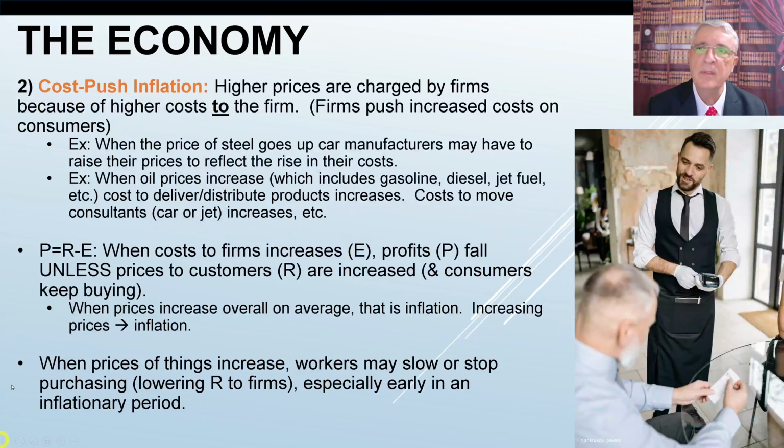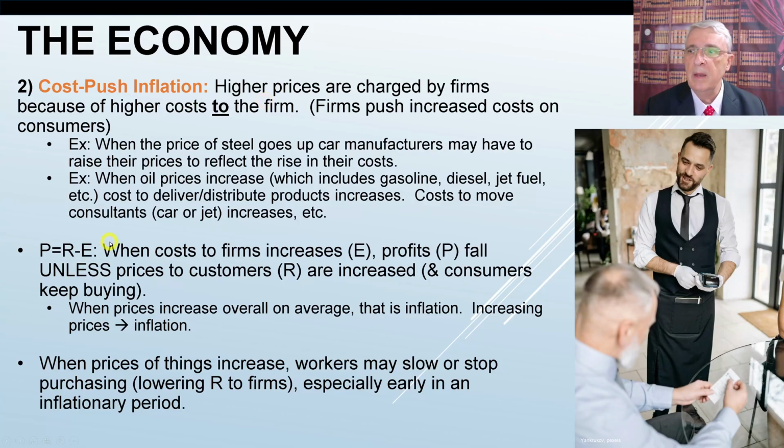And the second type of inflation is cost push inflation. And this is the fact that when companies get charged more by others, they move those costs along to the end consumer. So when the price of steel goes up, car manufacturers are going to charge more for the price of the car. They can only absorb those price increases for a certain period of time before they have to push them along. And then when oil prices increase, airlines have to charge you more because the price of their fuel went up. Consultants have to charge you more because their flights cost more. Cars cost more to operate, et cetera, et cetera.